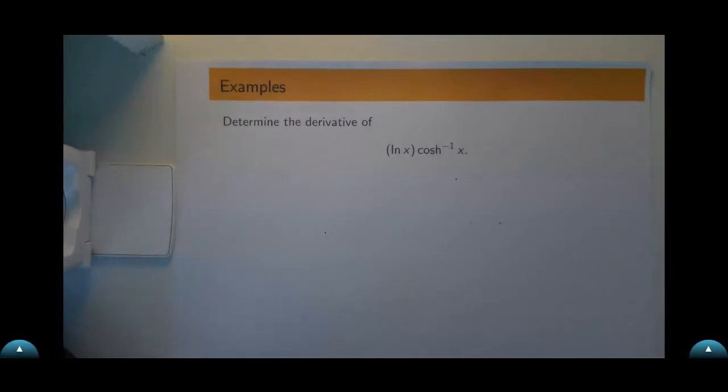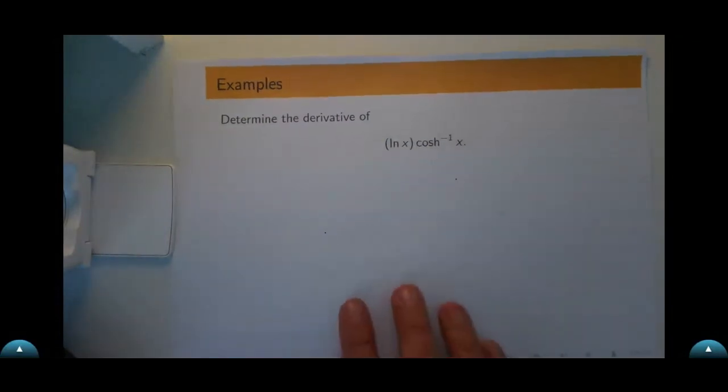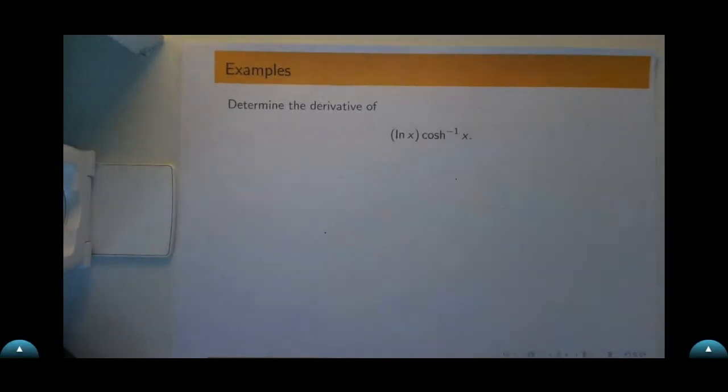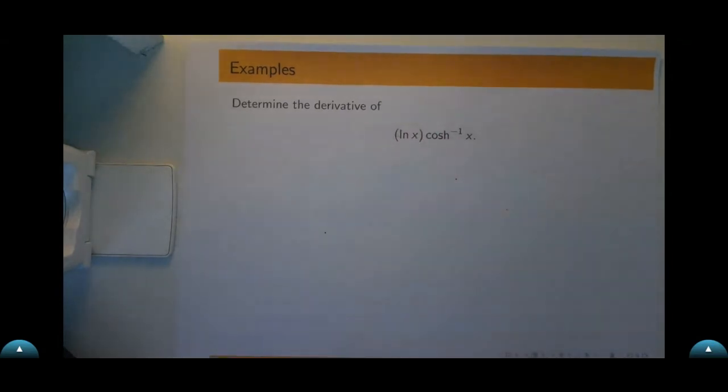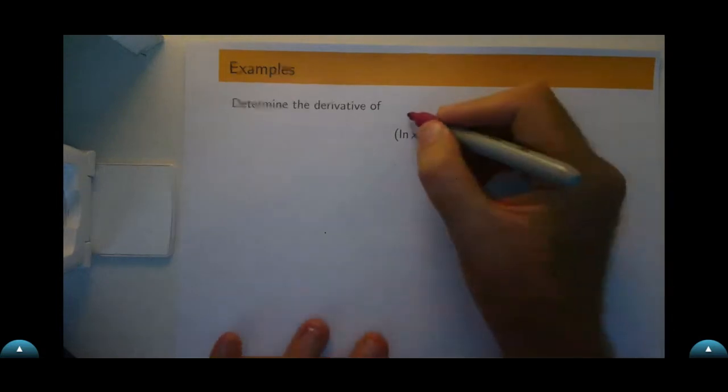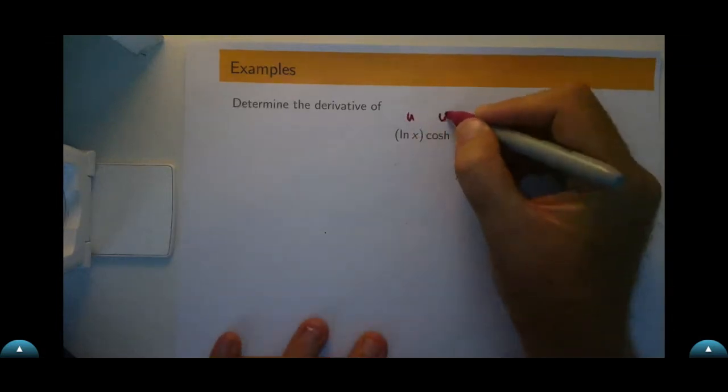So who can tell me what might be a strategy for differentiating this mess here? Who can suggest something? Any ideas? Abdul Rahman, good morning. Let's have a look. It's a product, so let's try the product rule, right? So I'll let that be u and that be v, right?